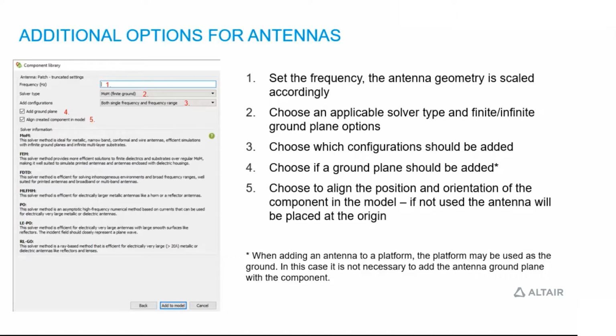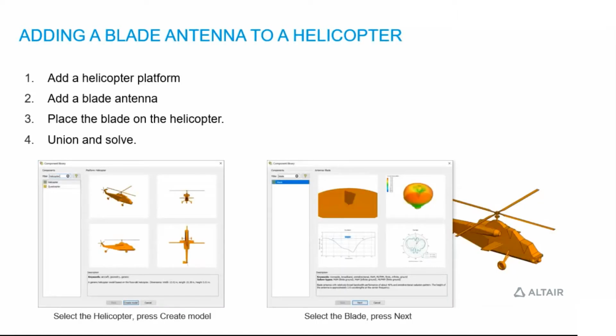When antennas will be used in an antenna placement application, typically the option to add a ground plane is unchecked. In this demonstration, we will show how easy it is to select an antenna and place it on a platform. Specifically, we will create a blade antenna and place it on a helicopter platform.